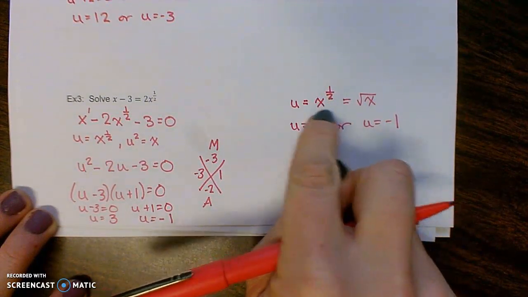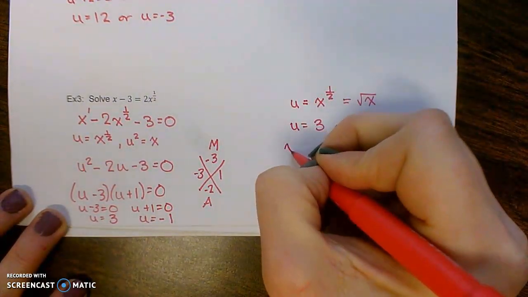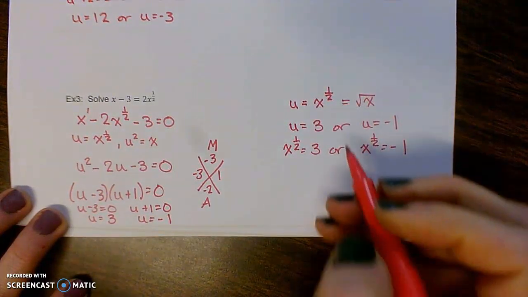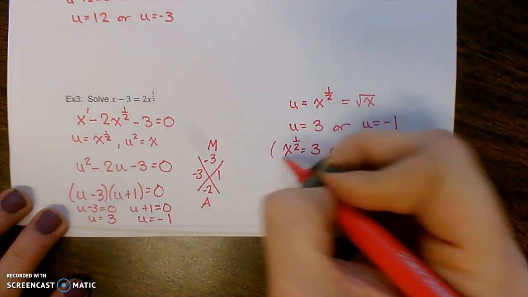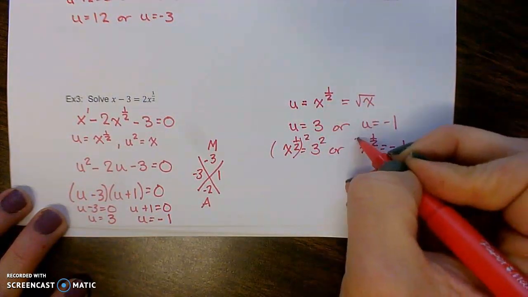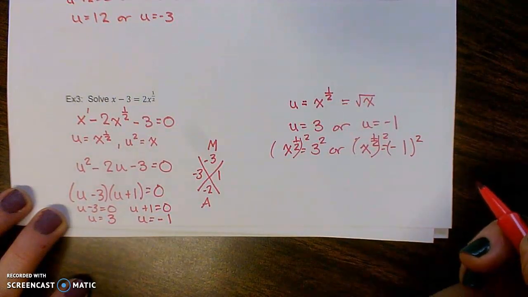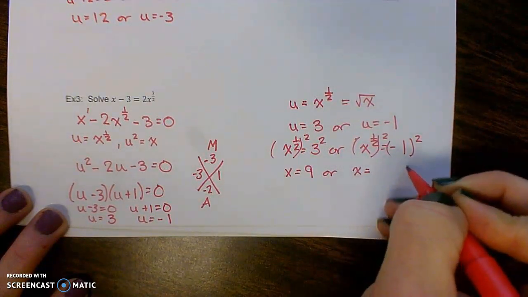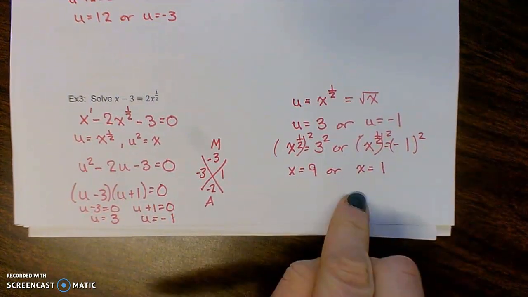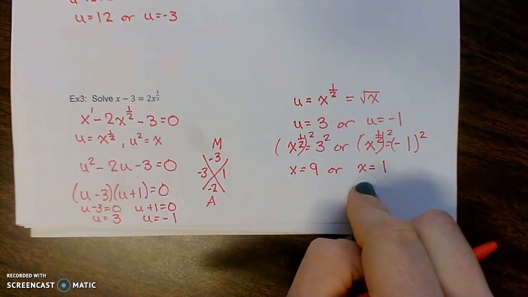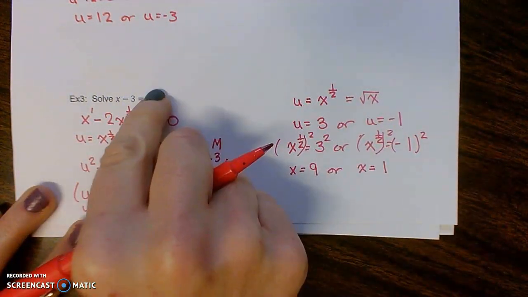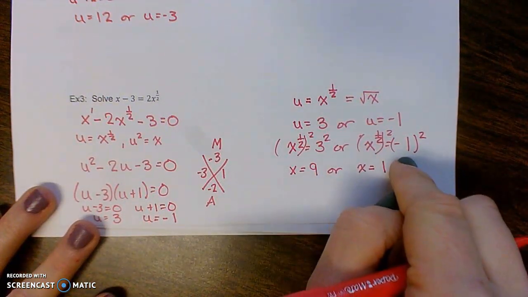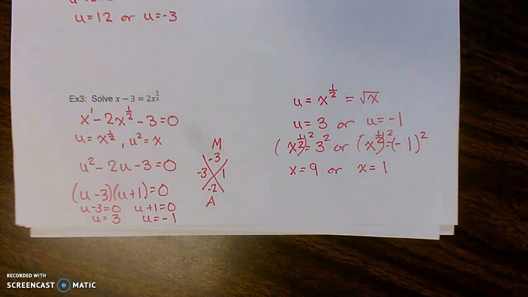Now you can replace u with x to the 1/2 or with the square root of x, whichever one you prefer. So x to the 1/2 equals 3 or x to the 1/2 equals negative 1. Now you can square both sides. And we'll get x equals 9 or x equals negative 1 squared is 1. Now, notice, because I had the square root, I really should double check my answer in the original equation. I'm doing that because when I had this x to the 1/2 equals negative 1, that kind of alerted me that maybe one of these answers isn't going to be quite right.